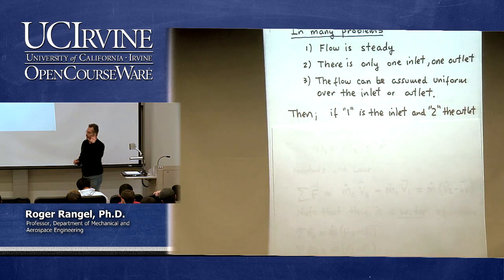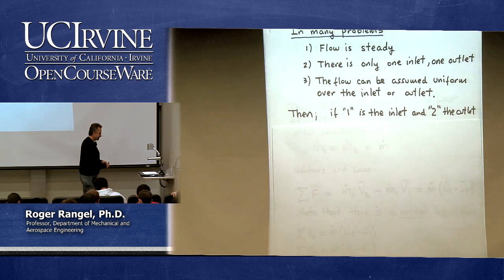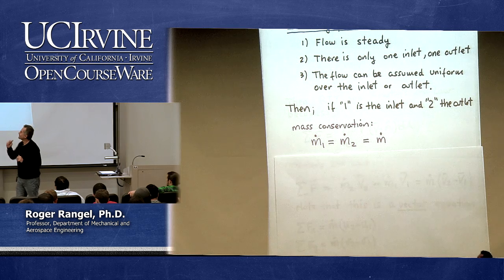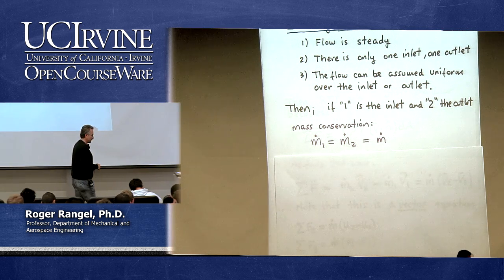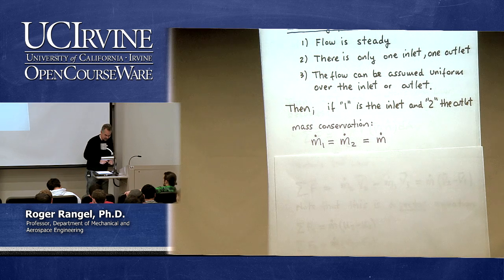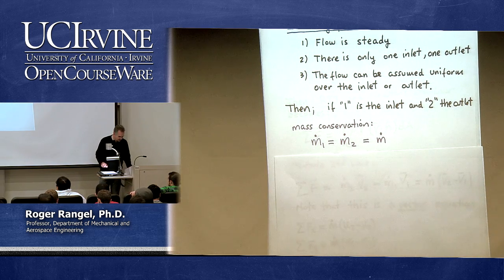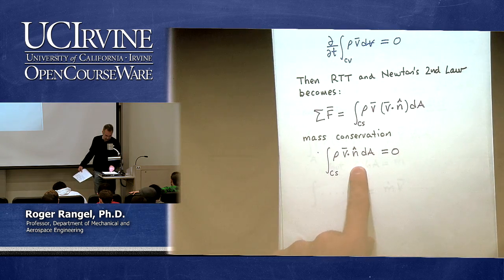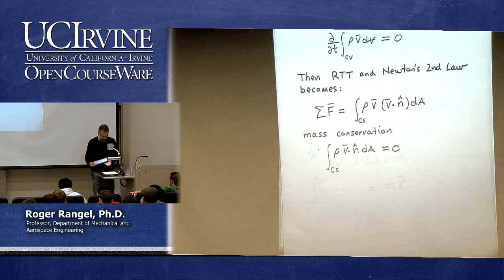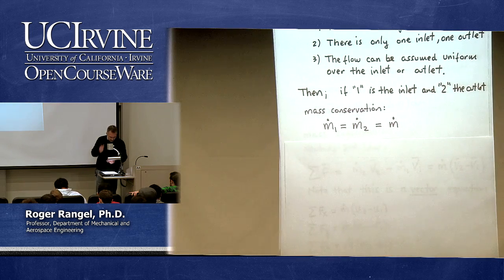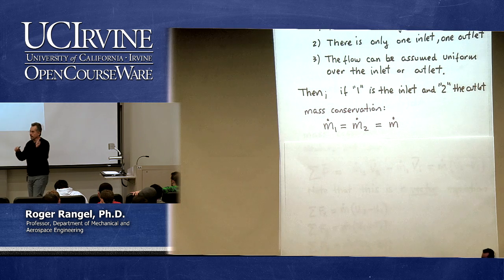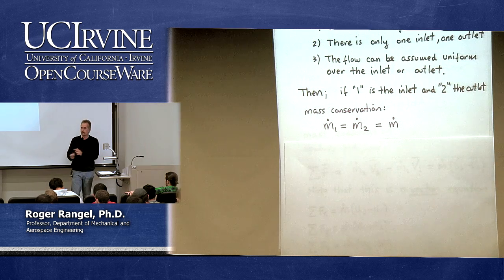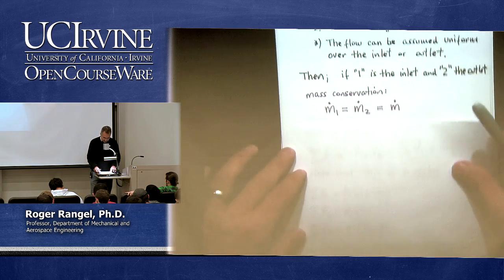Let's say that we label the inlet 1 and the outlet 2, then of course mass conservation is just that, right? M dot 1 has to be equal to M dot 2. A very trivial statement. Remember again, it came from here, right? That's what this was originally, but when we made all those assumptions, it just becomes M dot 1 equals M dot 2, and because it's the same, I can just call it M dot. I don't need to call it M dot 1 and M dot 2, I just call it M dot.